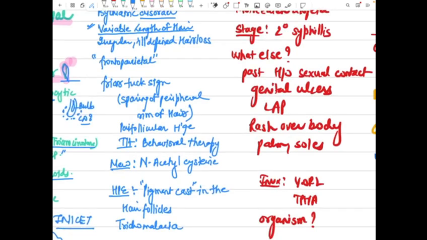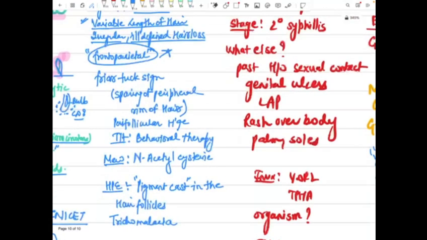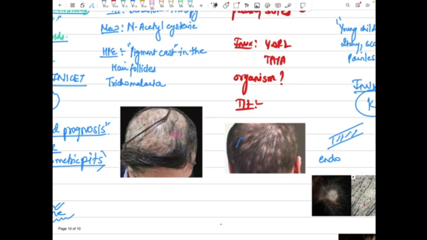It will not be smooth. The patch will be very irregular, with very ill-defined hair loss of the frontoparietal region predominantly, and inside the patch there is also variable length of the hair. This is the term we should remember: variable length of the hair. Can you see? The hairs are not equal. Some are longer, some are shorter, thicker, and all those things are there.